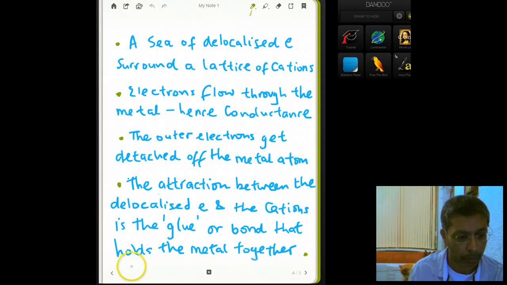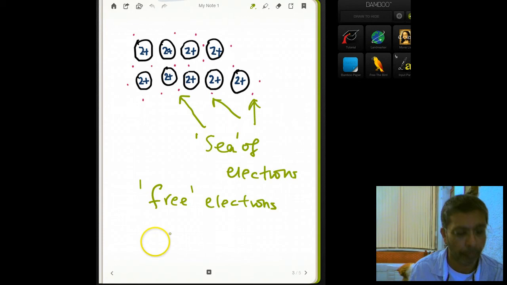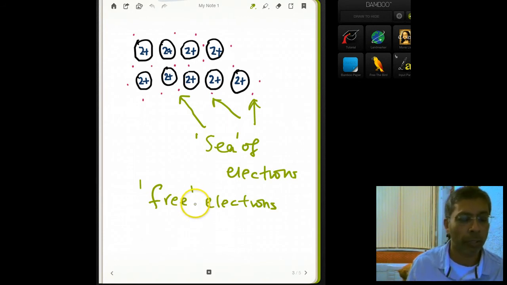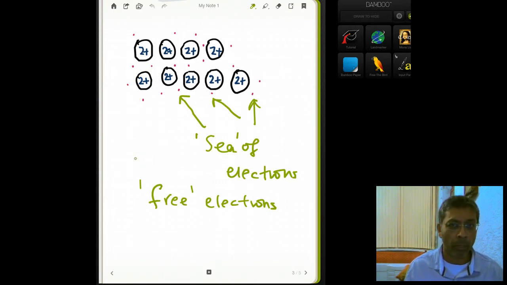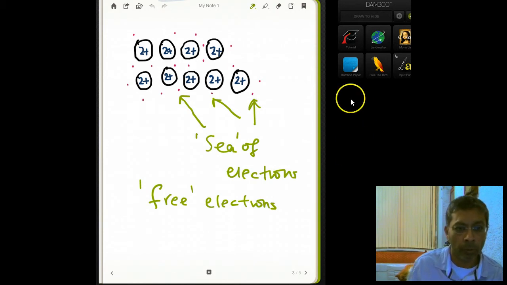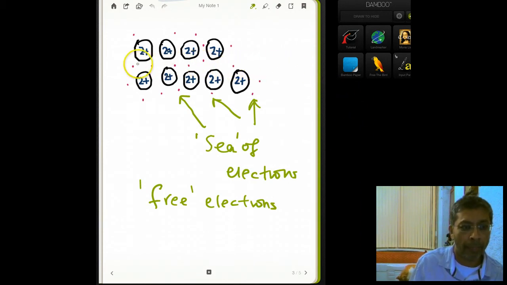Now let's try to explain why metals conduct electricity. Well, these electrons here are able to flow through the metal. So if you were to connect a negative terminal at one end and a positive terminal at the other end, perhaps a metal in a circuit, then electrons will come out of the battery, go through into the metal, and then out and back into the other side of the battery. So basically what's happening is electrons are flowing through the metal.